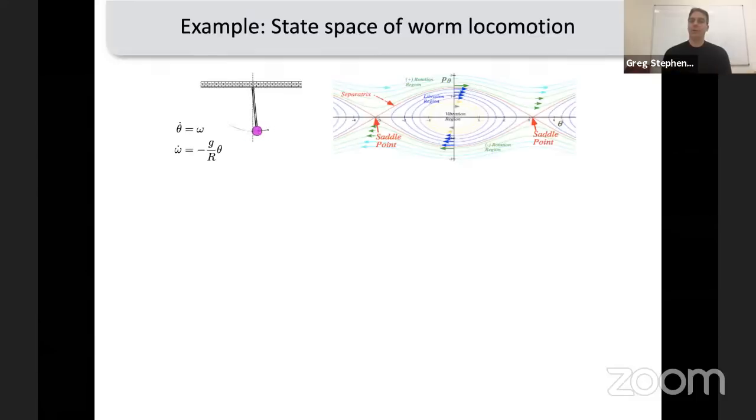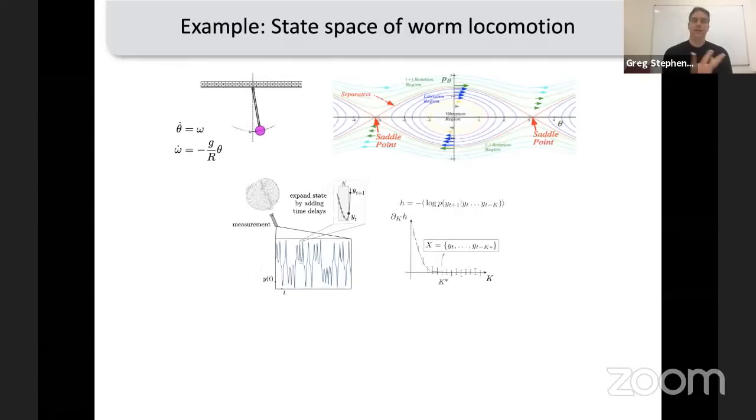In fact, an alternative idea is paying attention to the state space. That's something pioneered by Poincaré: the geometry of the trajectories in the full space that describes the evolution of the motion can give you qualitative and quantitative information about the dynamics without the equation of motion. That's the approach we're going to take. We're going to ask, can we infer the state space of something like a wiggling worm from data? And the answer is yes.